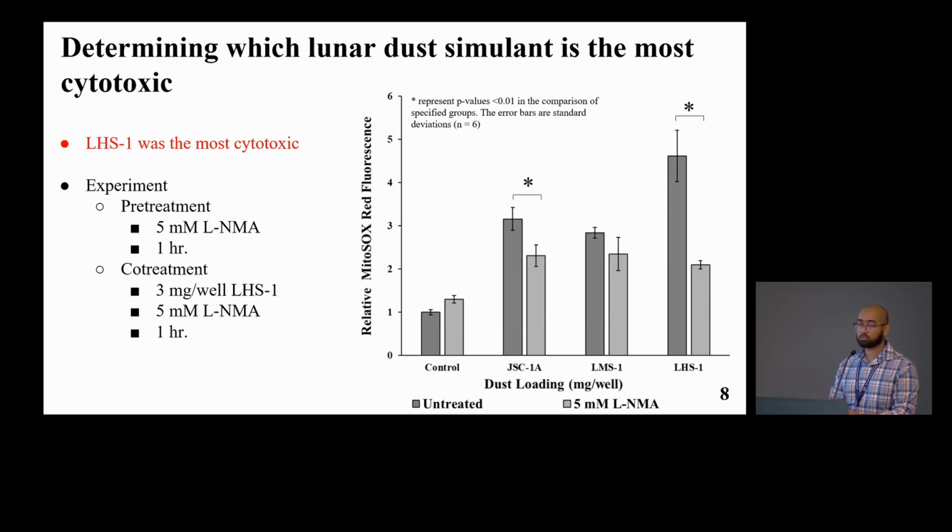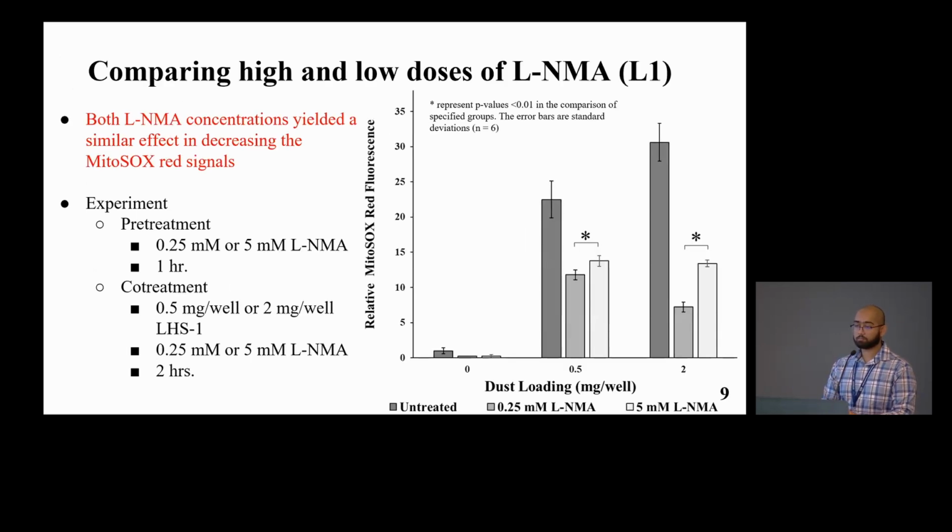So for this primary experiment, what we did was we wanted to determine which lunar dust simulant was the most cytotoxic, and we determined LHS-1 to be the most cytotoxic after doing a pre-treatment of 5 millimolar concentration of L1 inhibitor for 1 hour, and then we did a co-treatment with the same inhibitor concentration, as well as 3 milligrams per well of the following lunar dust simulants, which were JSC-1A, LMS-1, and LHS-1. And again, LHS-1 was determined to be the most cytotoxic, hence why we continued using it. And so now we have to discuss L1 further.